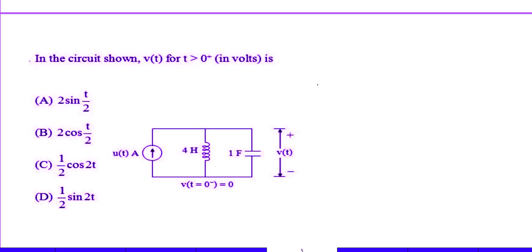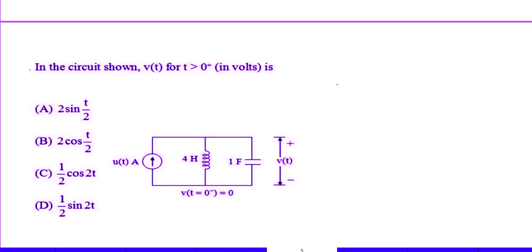ஓகேவா? So Laplace of unit step is 1/s, so 1/s amperes. And I have IL of 0 minus, கொடுக்கல. ஓகேவா? IL of 0 minus equal to 0, so no problem. So inductance becomes SL, and for the capacitor the voltage across the capacitor before is 0 volts, கொடுத்திருக்காங்க. ஓகேவா? So அதை replace பண்ண தேவையில்லைங்க.